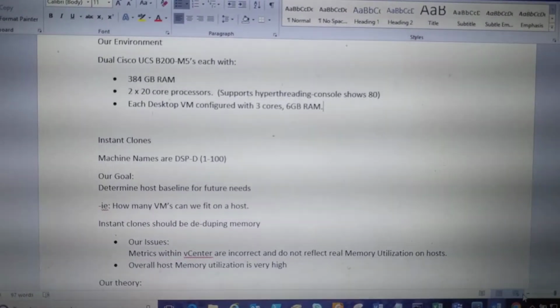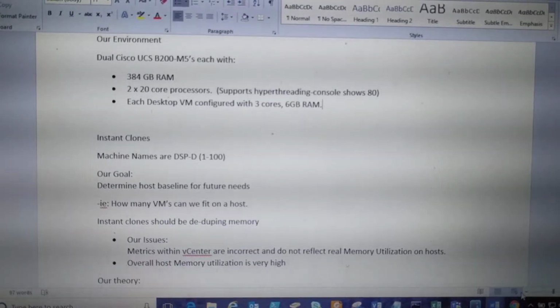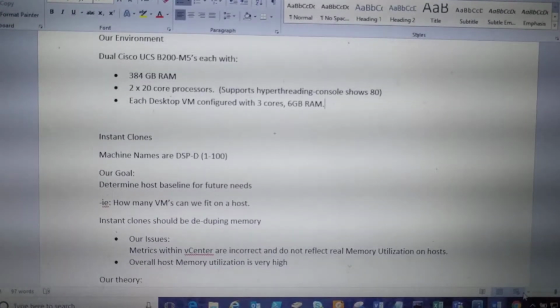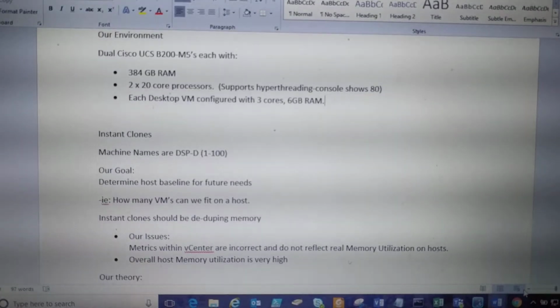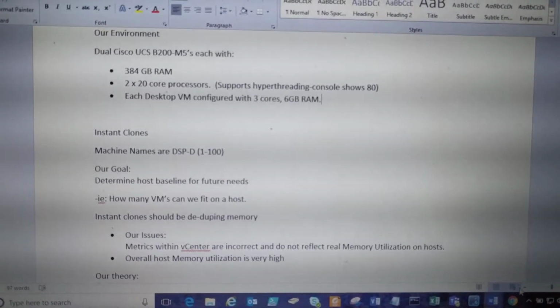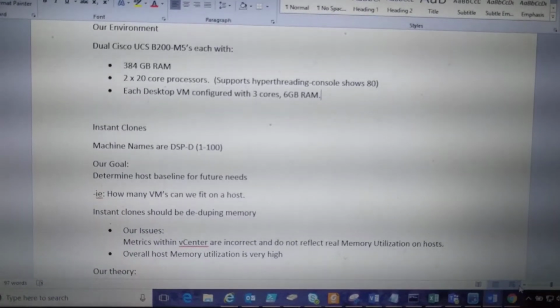Specs for our current environment are outlined on the screen here. We are currently using instant clones to deploy our desktops. The machine names are DSP-D 1 through 100. And our primary goal is to determine a baseline for future needs. In other words, how many VMs can we fit on a host?